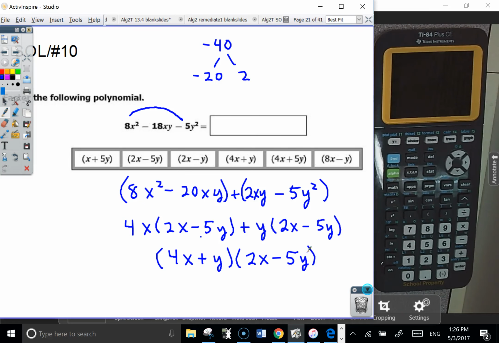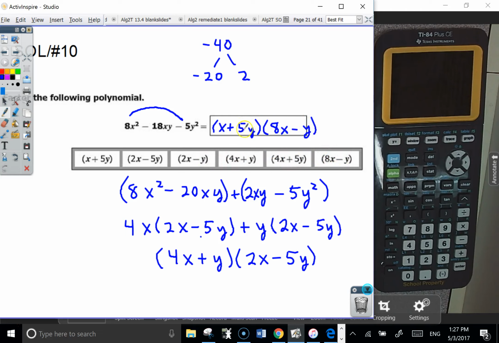Another method you could use, and this is a math method really, is just guess and check. I mean, you could always just guess and check. Like I could just say, okay, let's say x plus 5y is the first one, right? Well, if I'm going to multiply the first term in both sets of parentheses and get 8x squared, then the next one has got to be 8x. Got to start with an 8x. And I'm looking at my options here. The only other option would be 8x minus y.